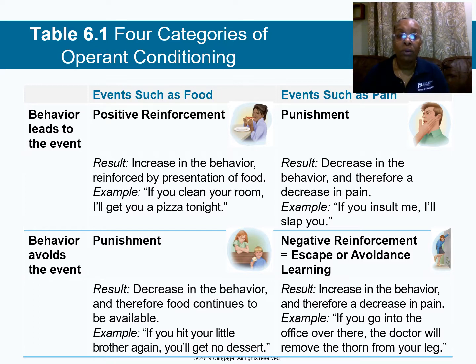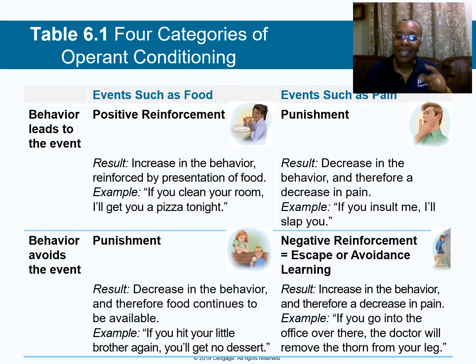All right, so now we have 4 categories of operant conditioning to review. On this slide you have the upper and lower showing reinforcement. Reinforcement will always increase the probability of a behavior happening. It can be either positive reinforcement, which is presenting something like food, or negative reinforcement, where we're avoiding something such as pain.